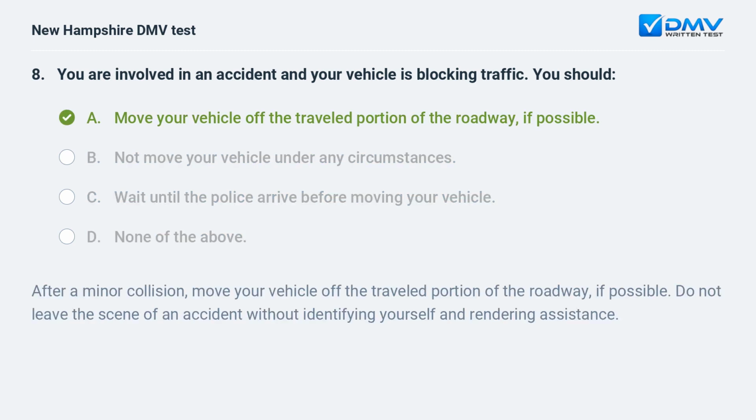a. Move your vehicle off the traveled portion of the roadway, if possible. After a minor collision, move your vehicle off the traveled portion of the roadway, if possible. Do not leave the scene of an accident without identifying yourself and rendering assistance.